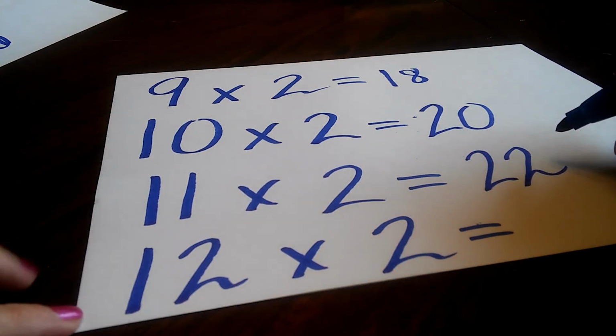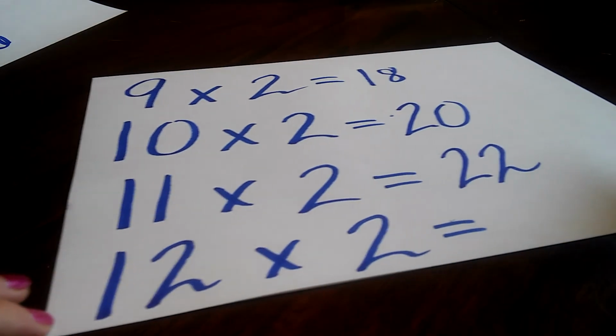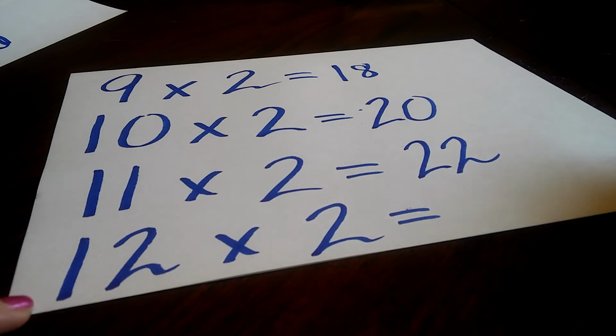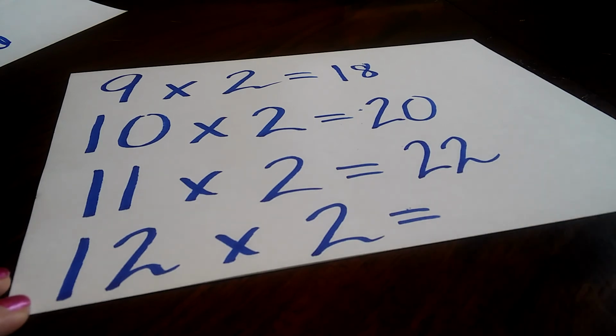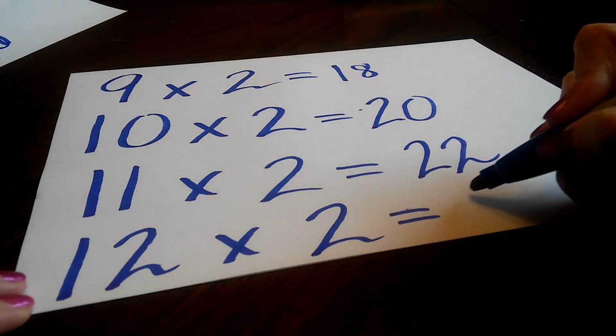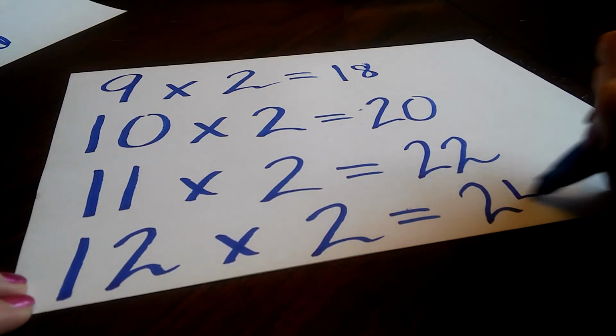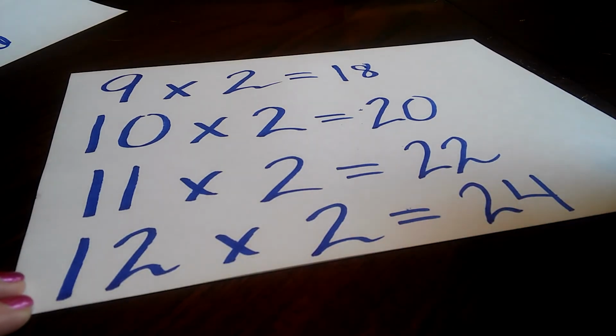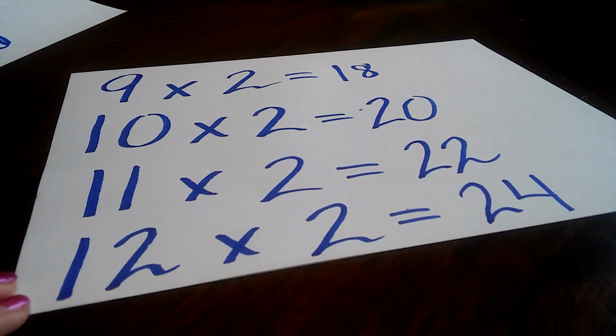And our last one is 12 times 2. Let me move this over just a little bit. 12 times 2 is the same thing as 12 plus 12. 12 plus 12 is 24. So 12 times 2 is also 24.